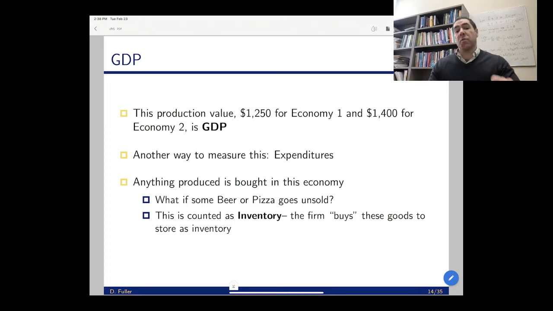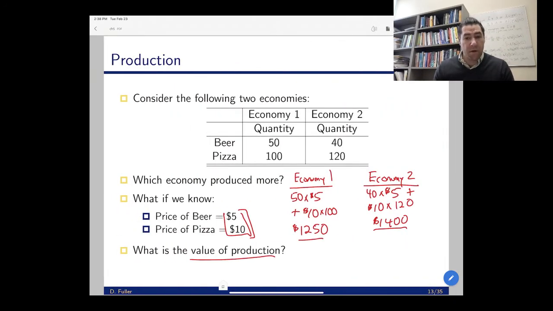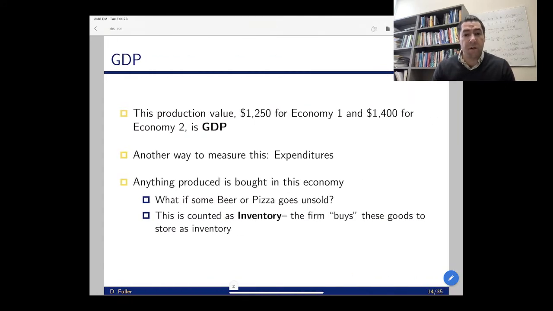In our little example here, we're able to calculate GDP, gross domestic product, the value of production in the simple economy with the two goods. So we had beer and we had pizza. We calculated GDP for each of these two economies. So as we'll see, another way to measure production would be to look directly at expenditures.